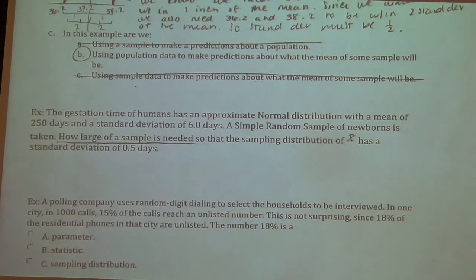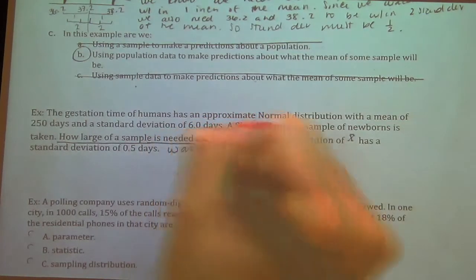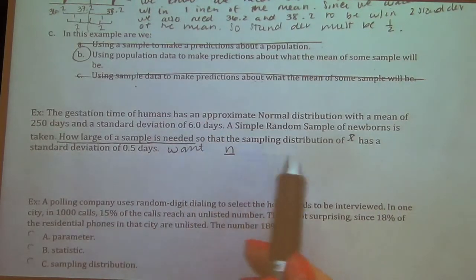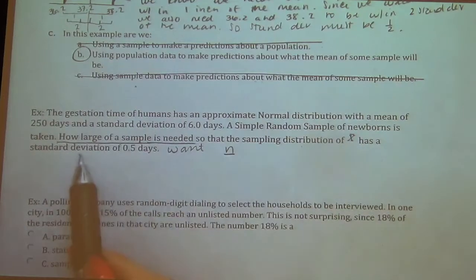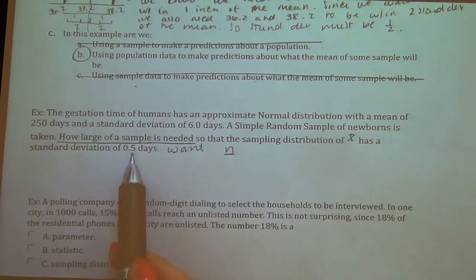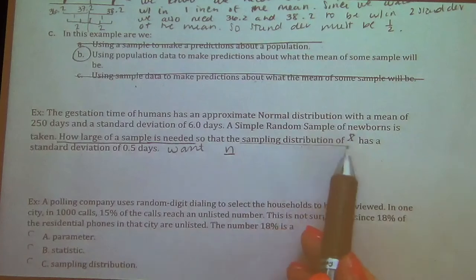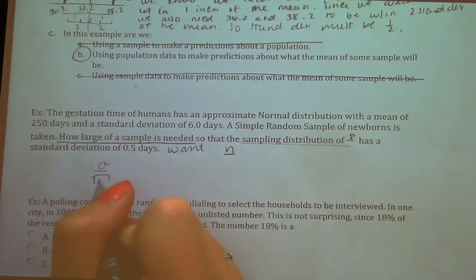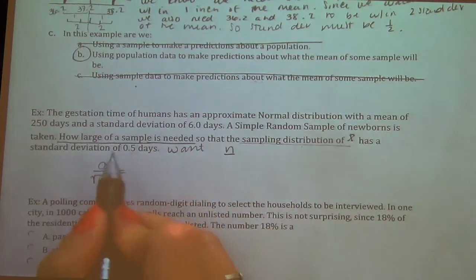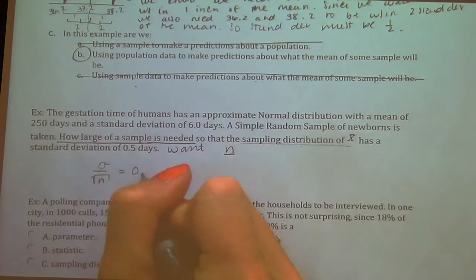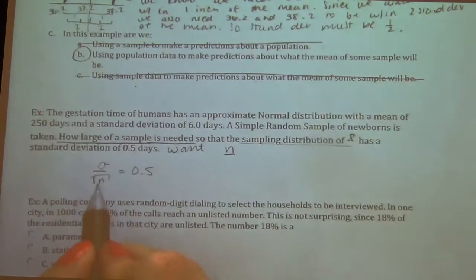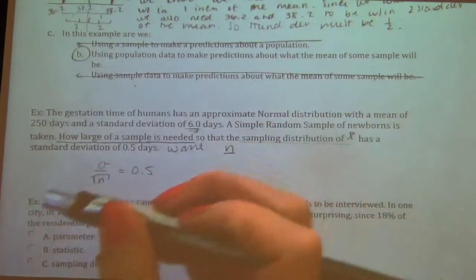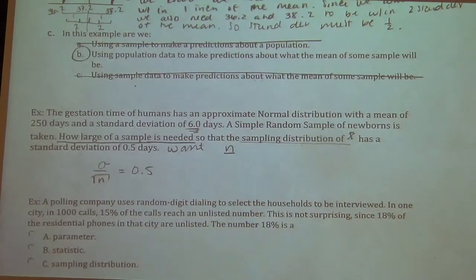So what we want is n, our sample size, so that the sampling distribution of X bar has a standard deviation of 0.5 days. If we had the sampling distribution of X bar, we would be adjusting the standard deviation, and I want to adjust that to be equal to 0.5 days. We don't know what our n is. However, we are given that our standard deviation is 6, so I can fill in 6 right here.